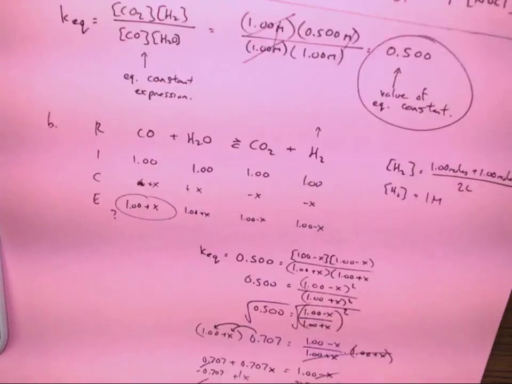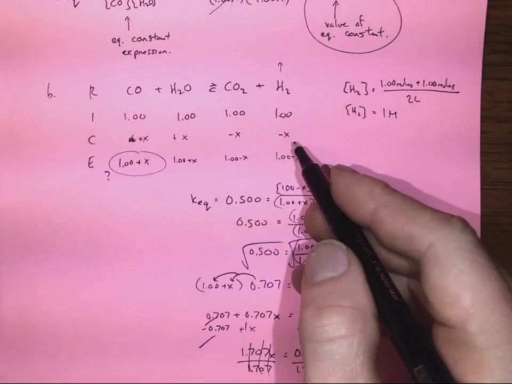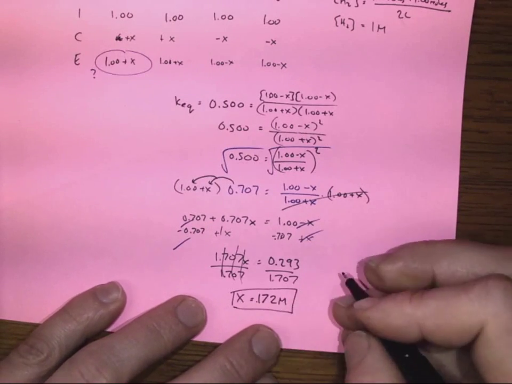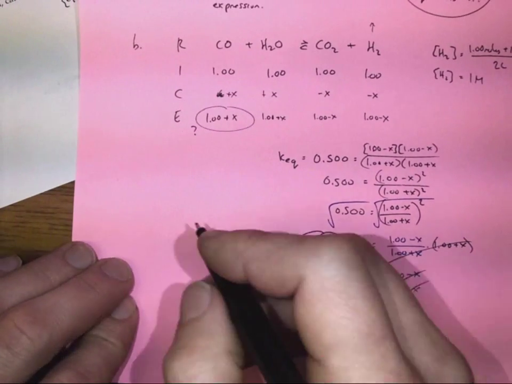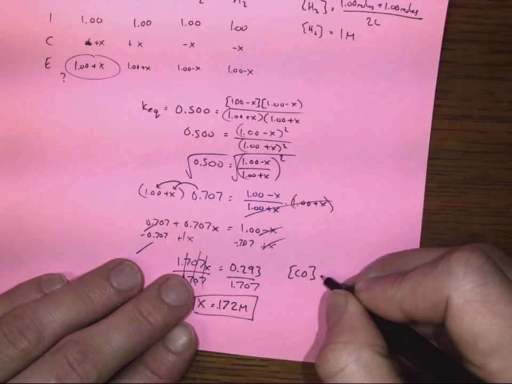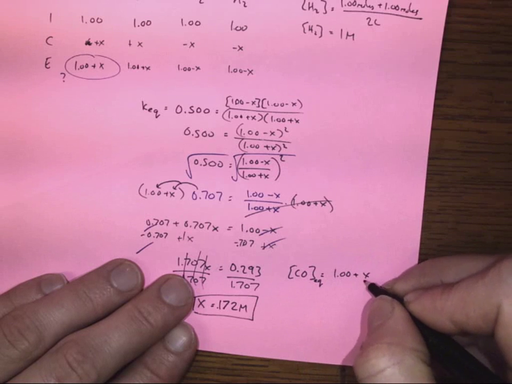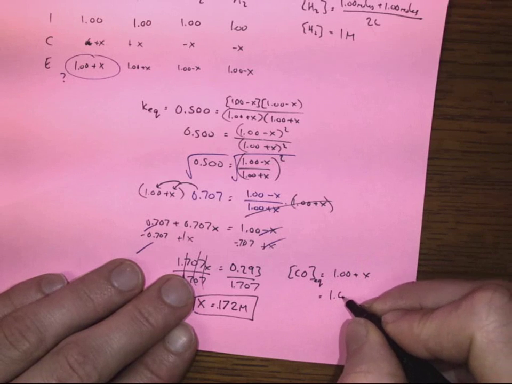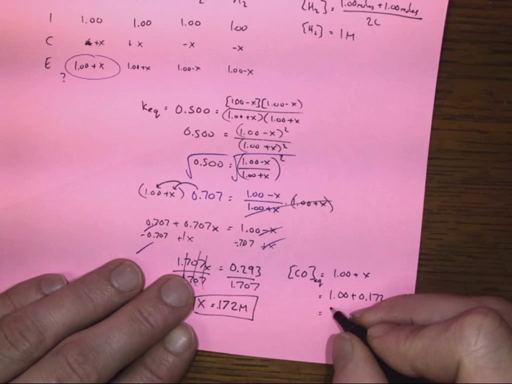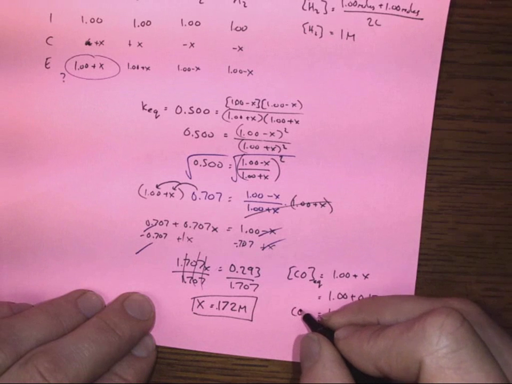Now, that's not what I was asked for. I wasn't asked for x. We're not done if we've found x. What is x anyway? That's a change in concentration, so it's going to be in units of molar. And if I want to know the concentration of carbon monoxide at equilibrium, that's equal to 1.00 plus x, which is equal to 1.00 plus 0.172, which is equal to 1.172 molar. And that is it.